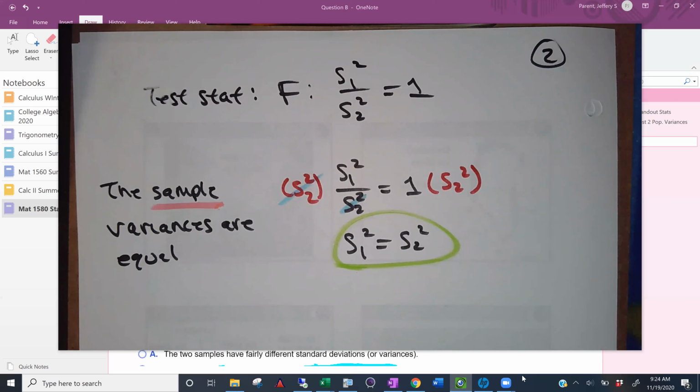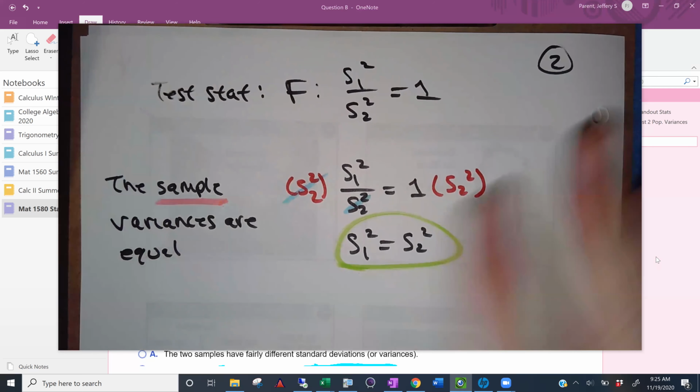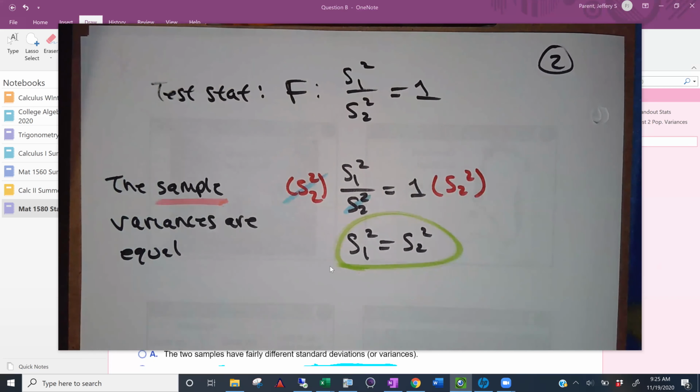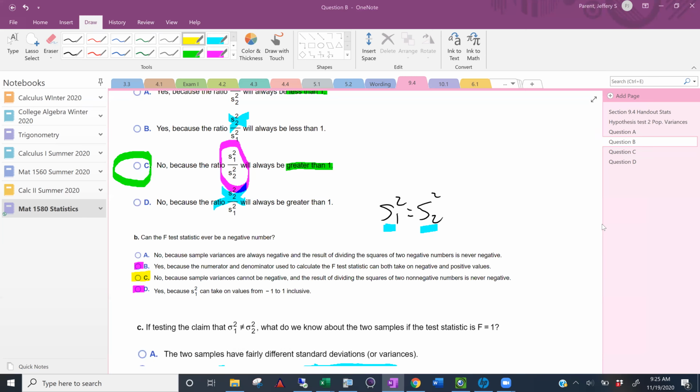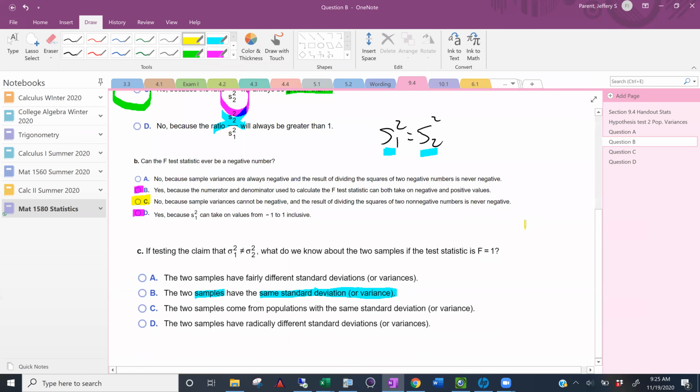All right, so there's a lot of preliminary stuff. Let's see about working with some actual hypothesis tests. Are we good with the preliminary stuff here? What was the answer for the last one? Let's take a look at our choices. Looks like it'd be B: the two samples have the same standard deviation or variance. So, yeah, that was our conclusion. That's what Shane came up with, and it's right there as choice B.